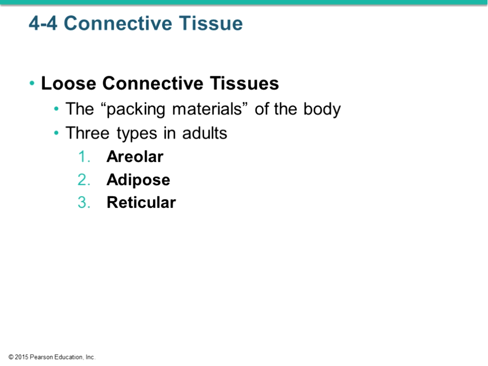All right, so those are your different features and things we're going to see in connective tissue proper. And as I said, there are two types of connective tissue proper: loose connective and dense connective. So loose connective, we'll look at those first. There are three of those. We have areolar, adipose, and reticular. And these are generally considered sort of the packing materials of the body.